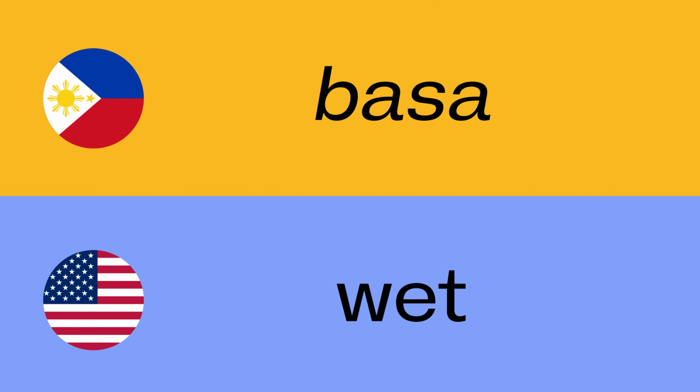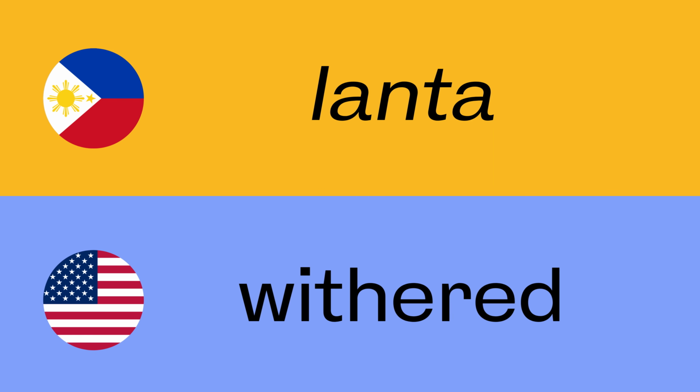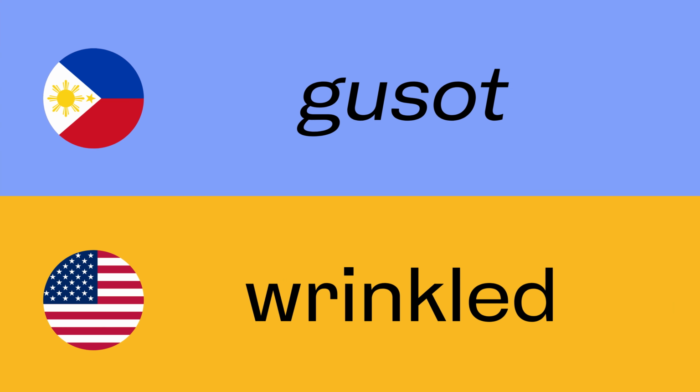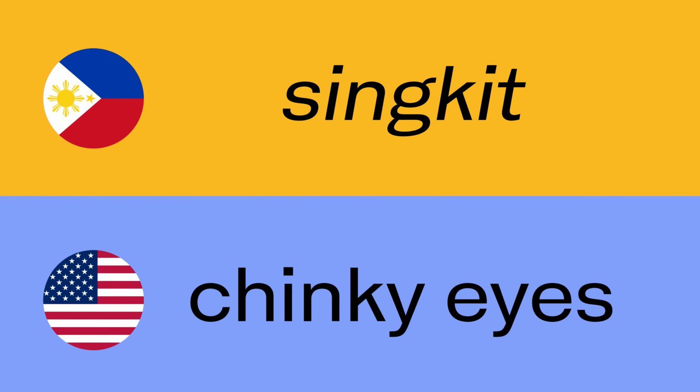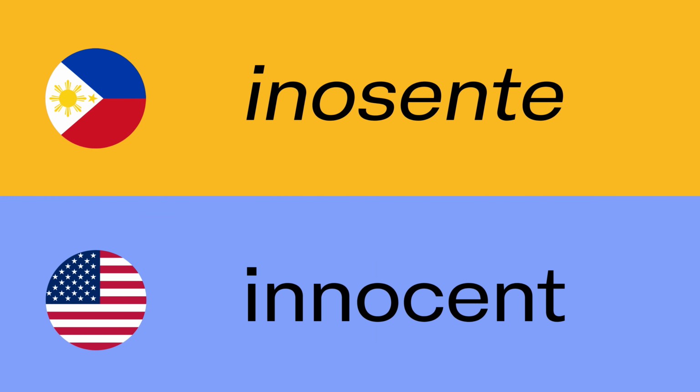Basa, wet, basa. Tuyo, dry, tuyo. Lanta, withered like for plants, lanta. Gusot, wrinkled, gusot. Singkit, chinky eyes, singkit. Hilaw, raw or uncooked, hilaw.